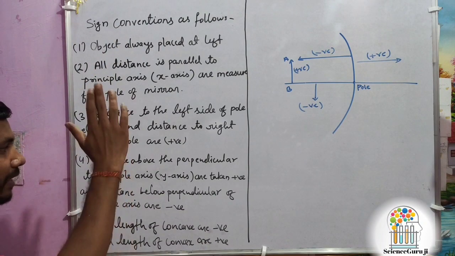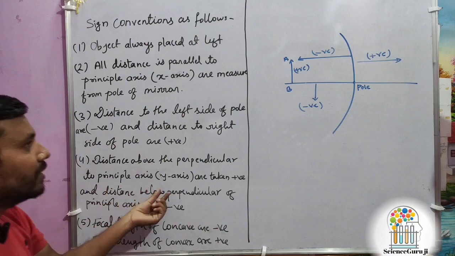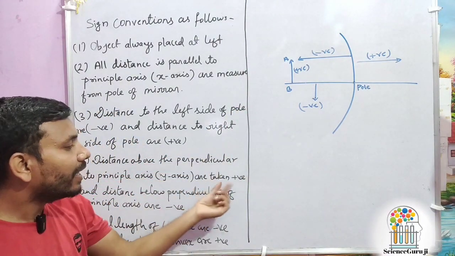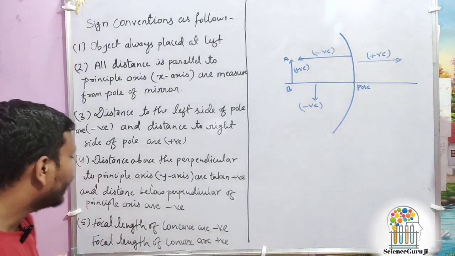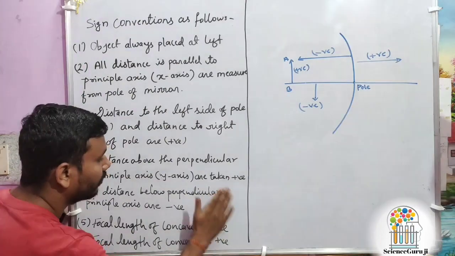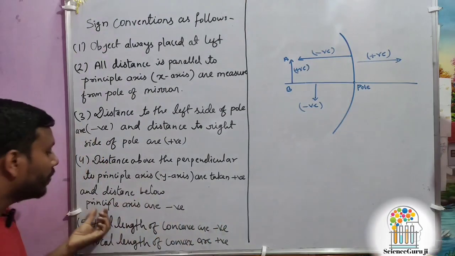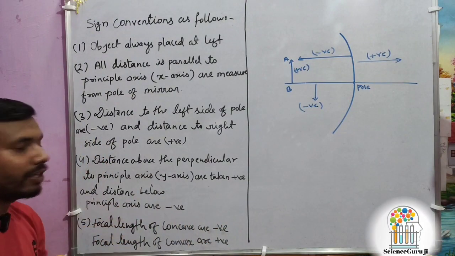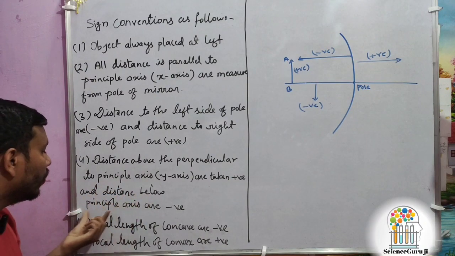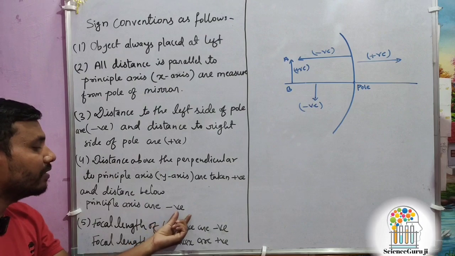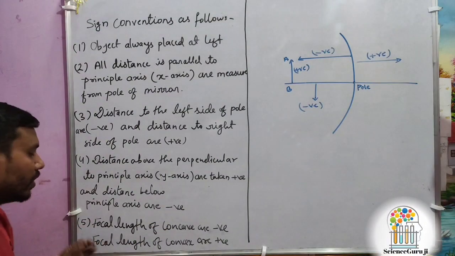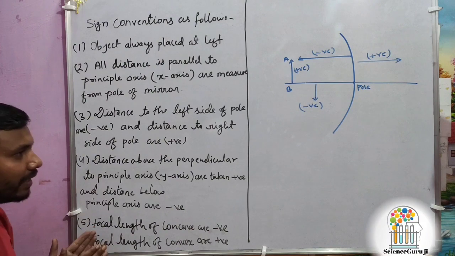Next point is distance above the perpendicular. Distance above the perpendicular to the principal axis, it means the y-axis, is taken as positive, and distance below the principal axis is negative. And the next and last one, the most important, is focal length.